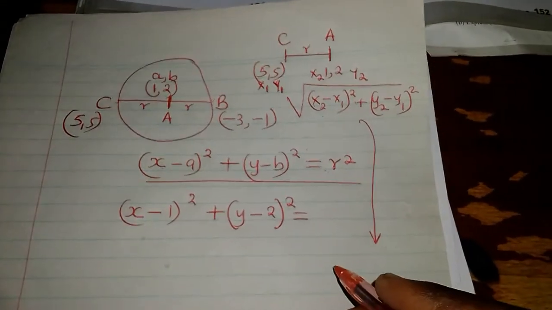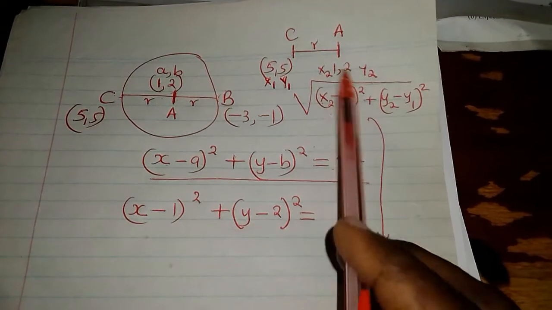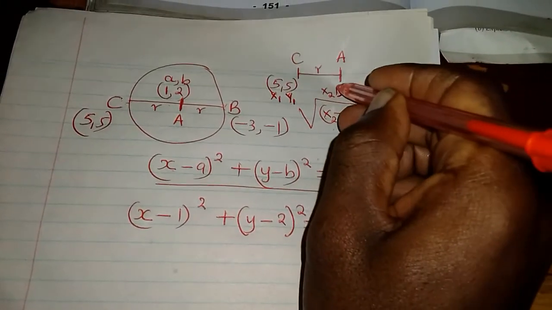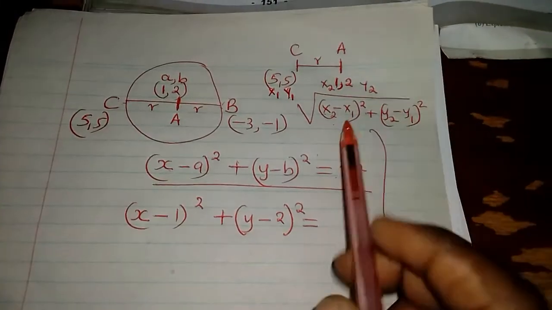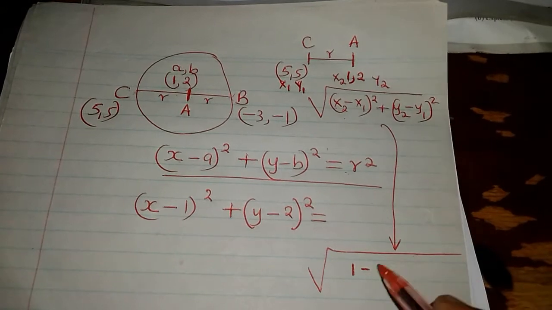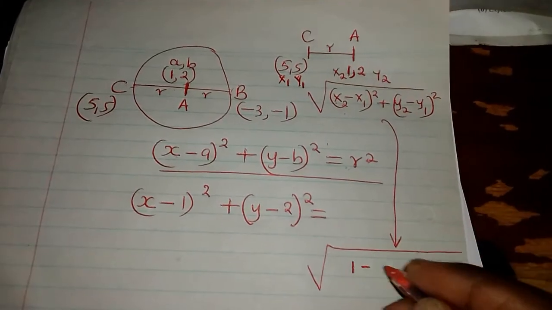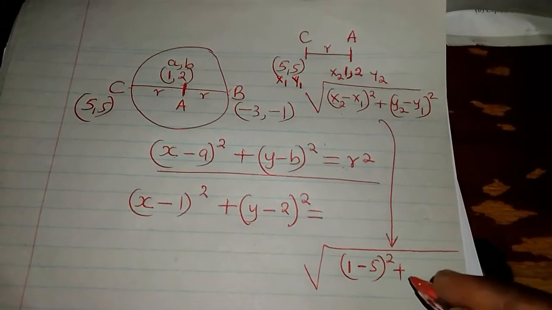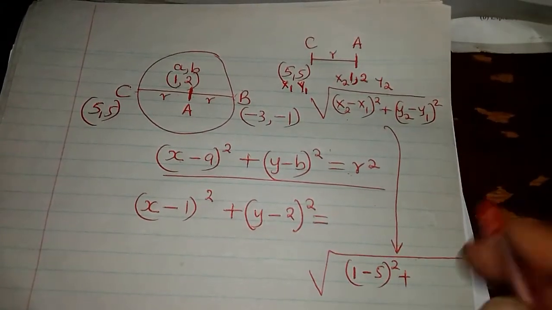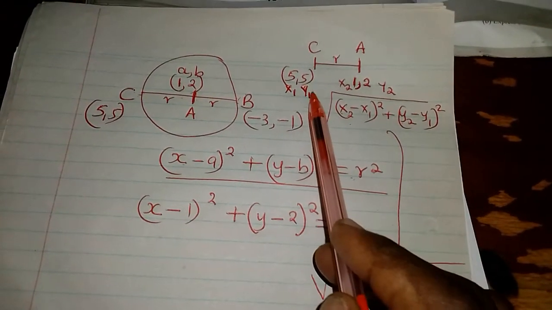So I'm going to have x2, and my x2 is 1. There's a comma here, separating the 1 and the 2. So I have x2 as 1 minus x1, and there's a square root here. x1 is 5. Then I square this. Then I say plus y2. y2 is 2. Then minus y1. y1 is 5.